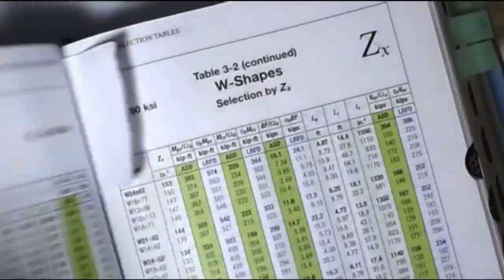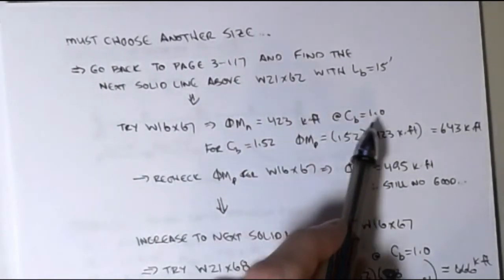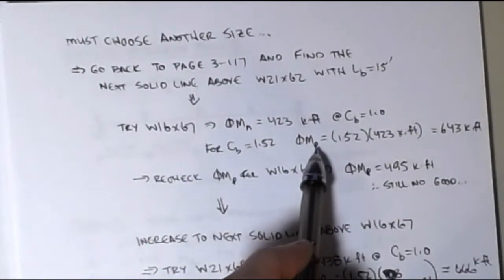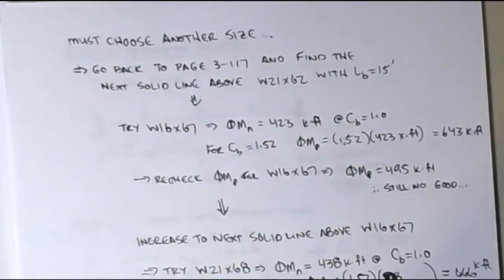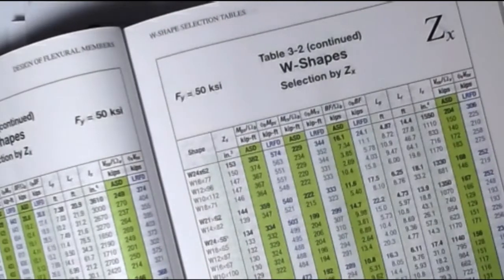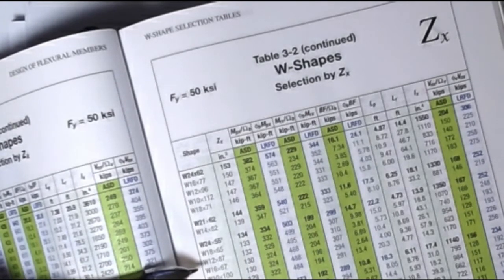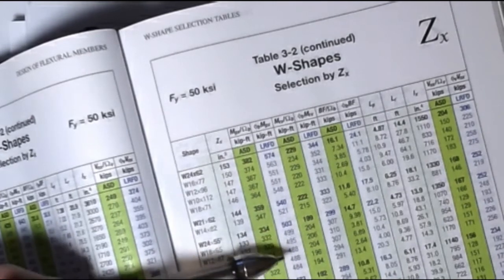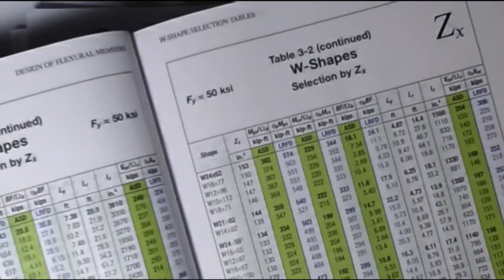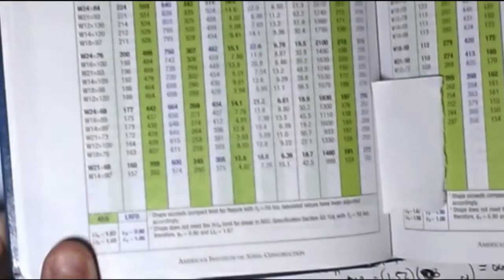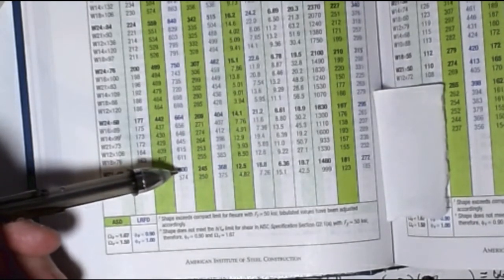If we go back to 3.2, the first guess that we had was our 16 by 67, right? So 423, C_b of 1, play the same game: C_b is 1.52, put a dot on that, times 423 is 643, more than enough. It's the M_p value that we need to double check. If we look for our 67, remember we were sitting up here at 21 by 62. The 16 by 67 is actually down here, and if I read across, clearly the M_p value is even smaller than before, so it's not good enough. So we go back to the table and read up to the next solid line, which would have been that 21 by 68. My 21 by 68 value is on the next page, and its M_p value is 600. We're more than sufficient for what we're trying to do.